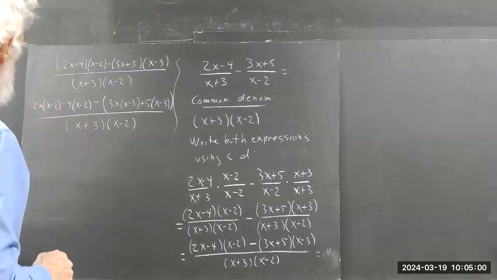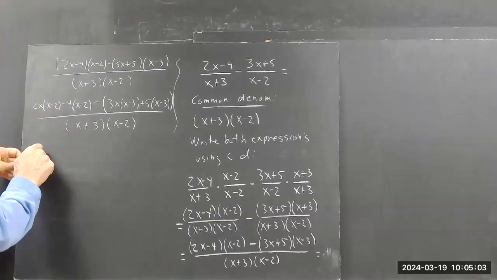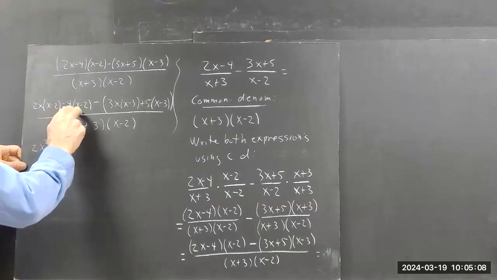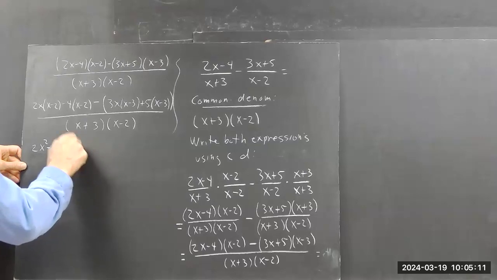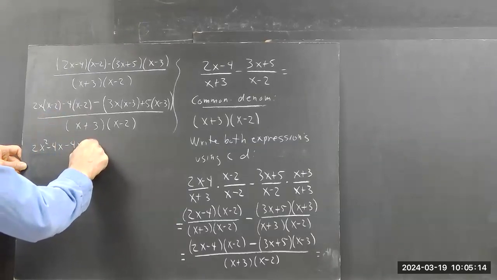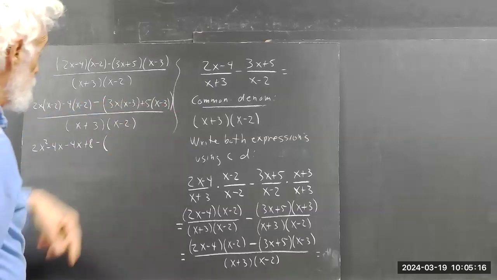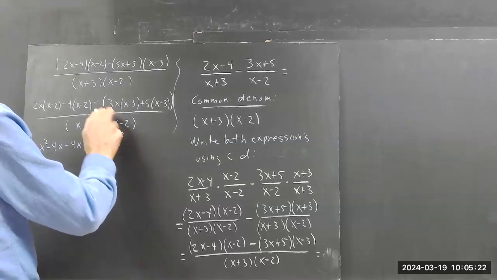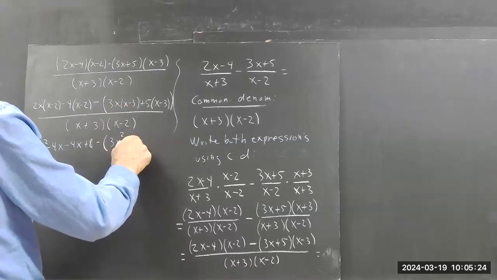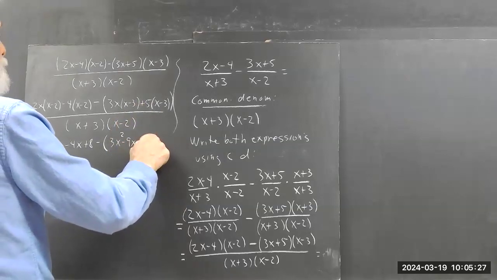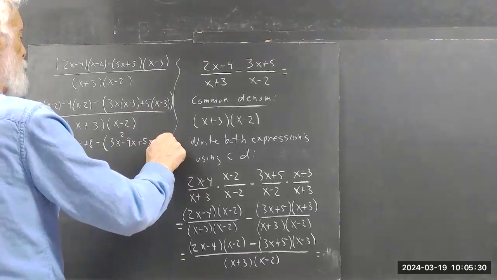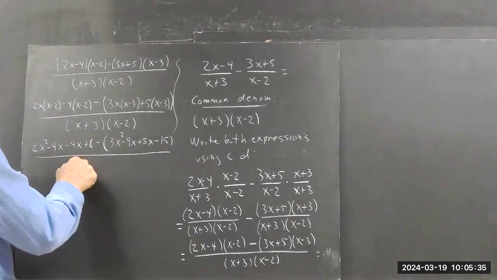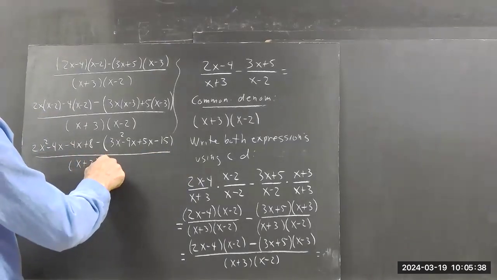And then we have to multiply these out. 2x times x minus 2 is 2x squared minus 4x. Minus 4 times x is minus 4x. Minus 4 times minus 2 is plus 8. Then it's minus all this stuff. 3x times x is 3x squared. 3x times negative 3 is negative 9x. 5 times x is 5x. 5 times negative 3 is minus 15. All that over x plus 3 times x minus 2.